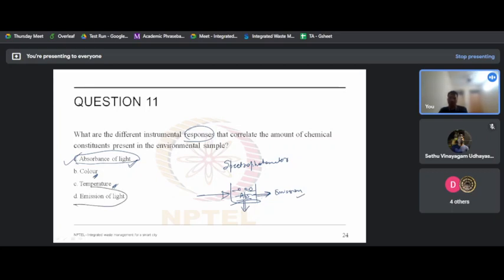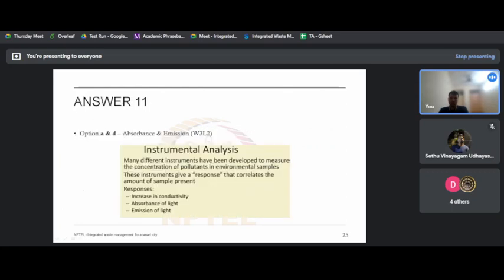So we'll have A and D. The answers are A and D, absorbance and emission. So many different instruments have been developed to measure the concentration of pollutants. So the instruments will give a response that correlates the amount of sample. So type of responses will be sometimes conductivity will increase, absorbance of light and emission. So how much is getting absorbed, how much passing through or it is getting emitted.